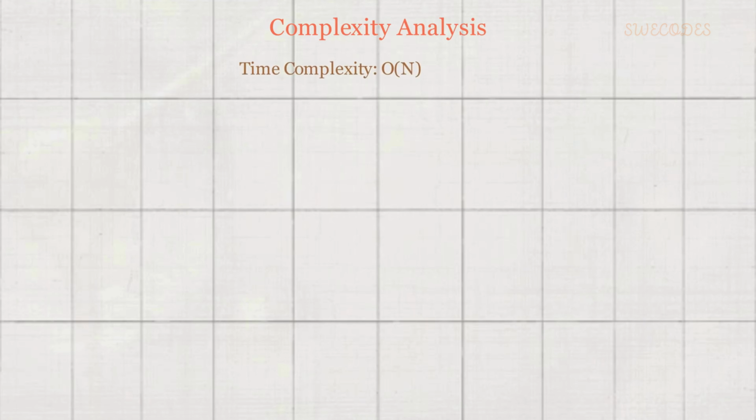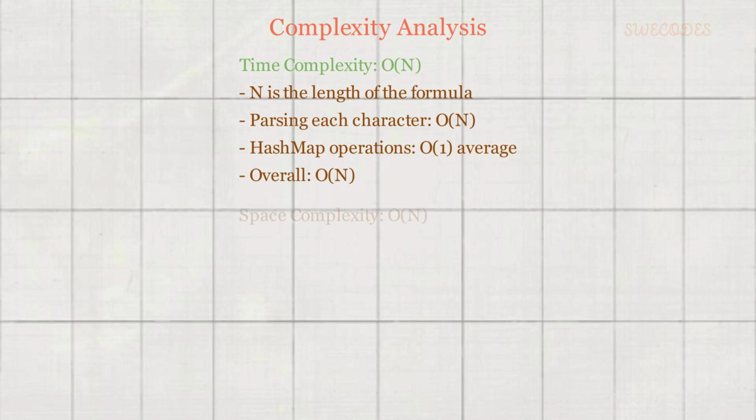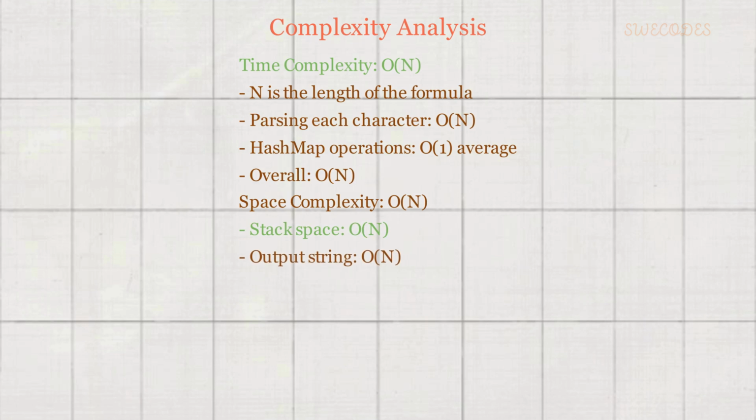Let's analyze the time and space complexity of our solution. The time complexity is O(n), where n is the length of the formula. We parse each character once, and our HashMap operations are O(1) on average. The space complexity is also O(n). In the worst case, our stack could be as large as the input, and our output string will be proportional to the input size.